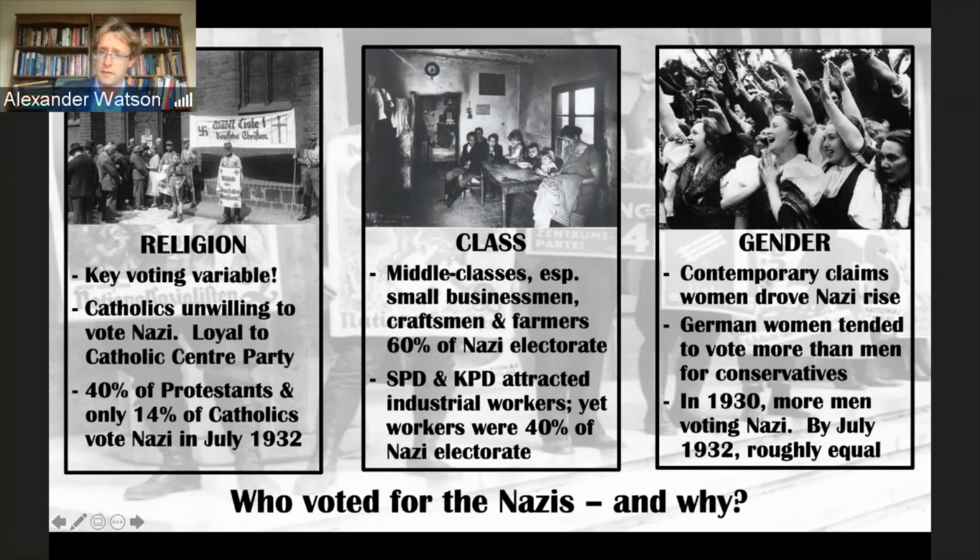And this is why Falter talks about this People's Party of protest. It really allows that large working class constituency, allows the Nazis to present themselves as a German unifying people's party.